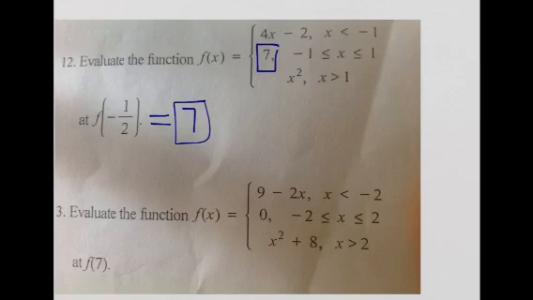Okay. For number 13, f of 7. Again, where is 7? Is it less than negative 2? Is it between negative 2 and 2? Or is it greater than 2? So 7 is greater than 2. So the part of the piecewise function we're going to use is this one. So f of 7 equals 7 squared plus 8. So 49 plus 8, which gives you 57.